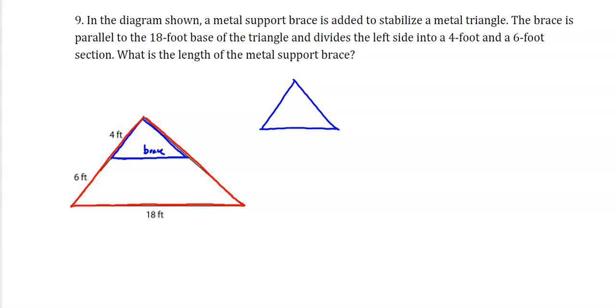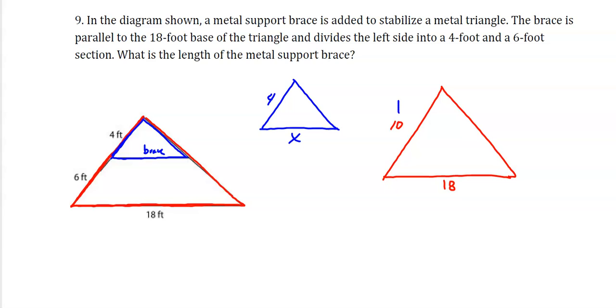So when I draw the big triangle, it looks like this side is 4 plus 6 more. So we're looking at 10. And then the bottom is 18. Well, then the little blue triangle, I got 4, but I don't know how big the brace is. So there's my setup. The big thing is people accidentally put a 6 here instead of a 4, but you got to add them both. So let's set it up.